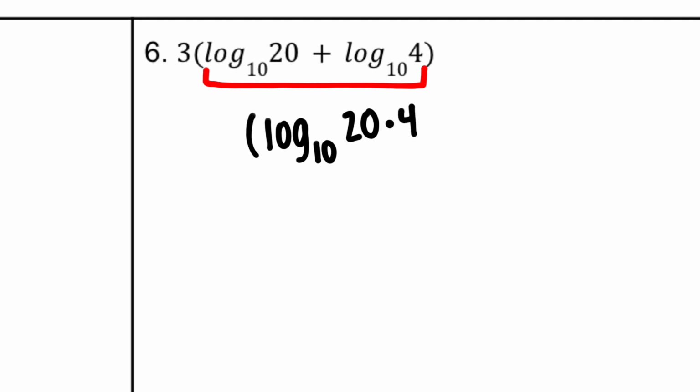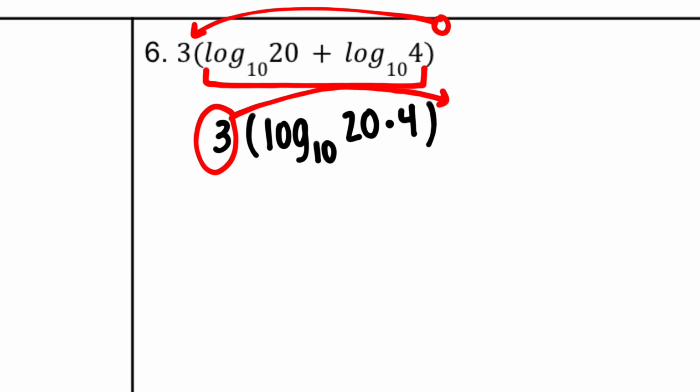Now I still have that 3 on the outside. And remember, our power rule says that if we have an exponent up here, we bring it to the front. Well, it works the same way. Since we have a number up front, we're going to take it to the exponent. So I'm now going to have log base 10 of 20 times 4 to the third. If you combine 20 times 4 and make it into 80, that's totally fine. That's up to you. That's your choice.